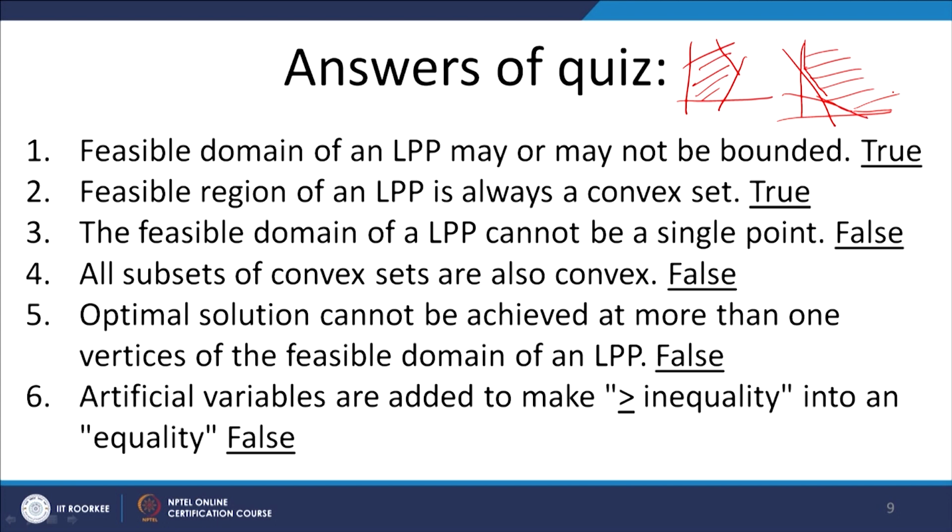Question number 3, the feasible domain of an LPP cannot be a single point. Now, the answer is false. Why is it false? Because you could have the feasible region as follows.